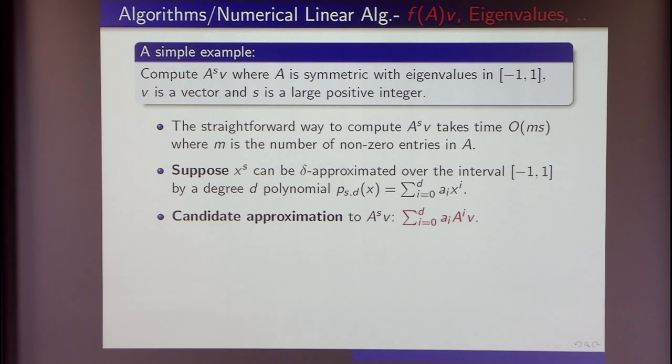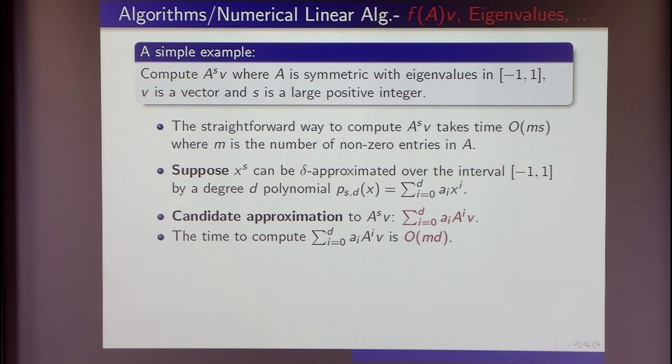This is what you would do. This is just a formal replacement of a scalar by a matrix. And now again you can check that the time to compute this quantity is order m times d, where m is the time it takes to compute one matrix vector multiplication with A, and d is the degree of your approximant. Okay?